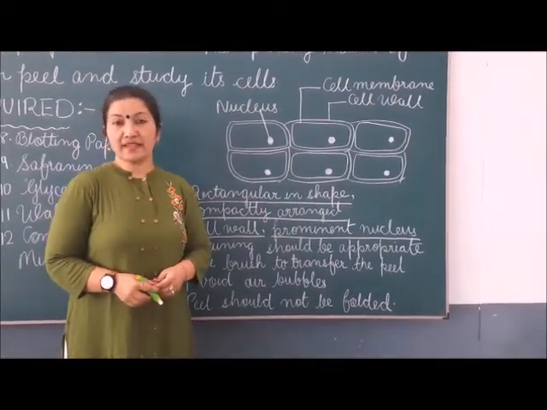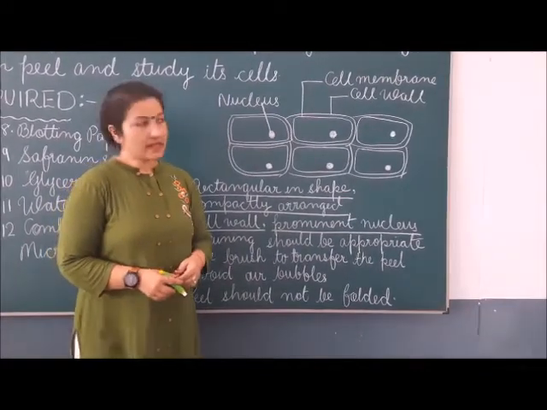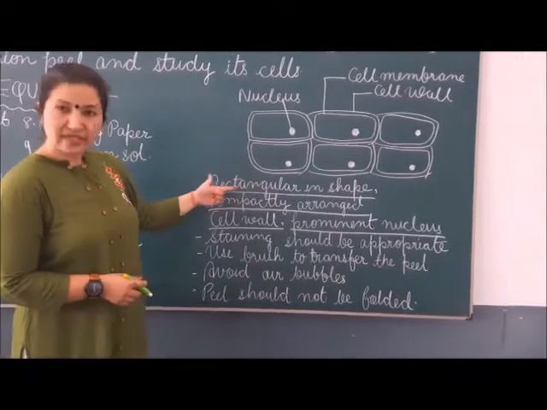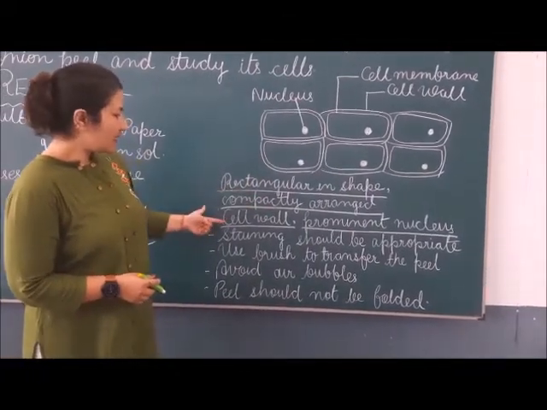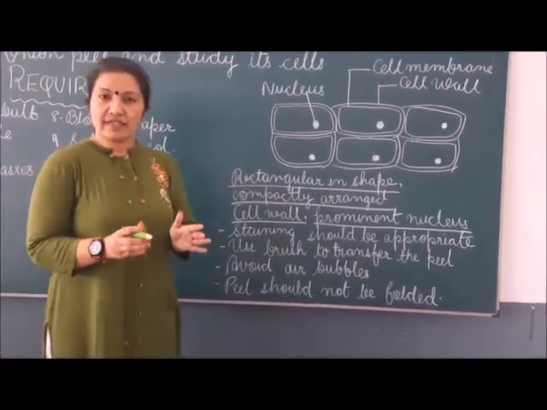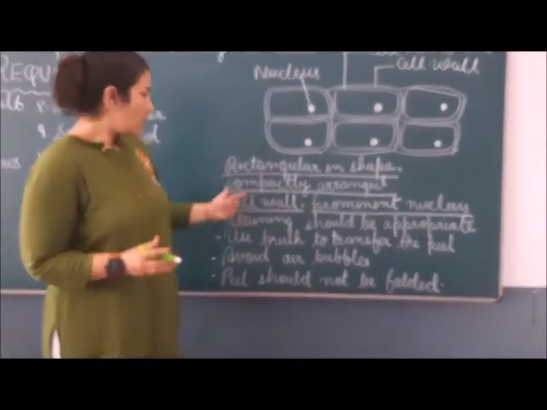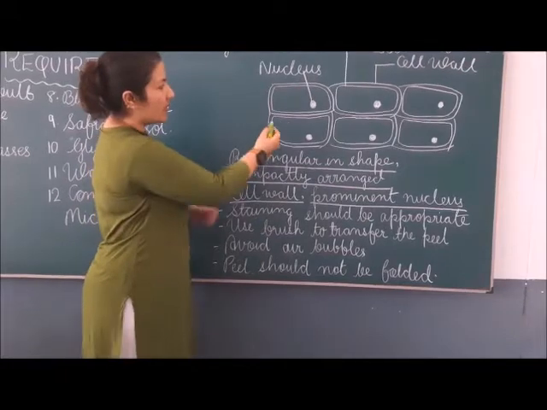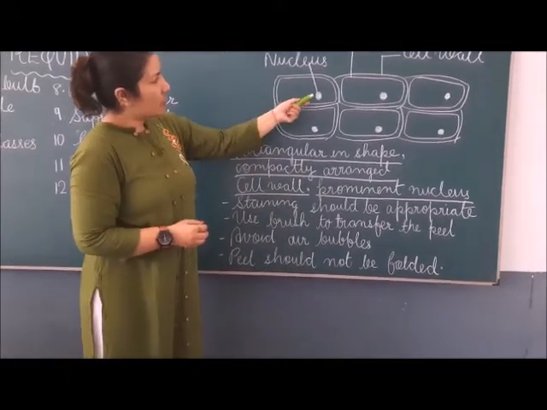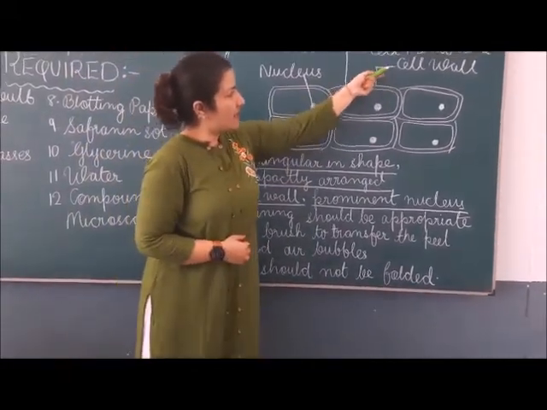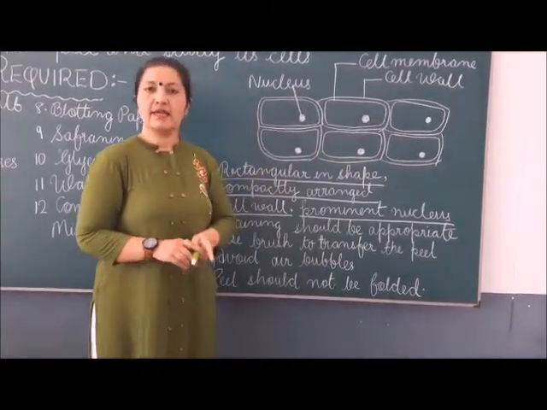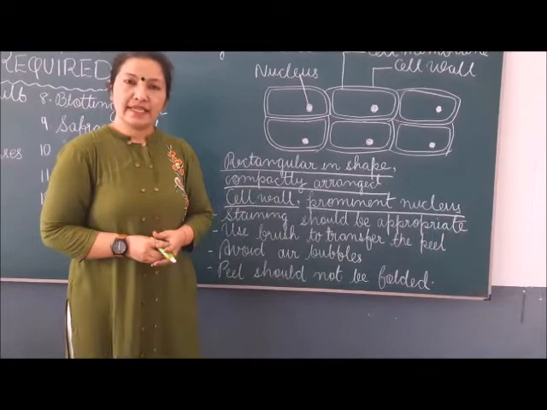So students, under the microscope, you would see the cells somewhat like this. Those cells would be rectangular in shape, compactly arranged, and in each and every cell, you could easily make out the cell wall and a prominent nucleus. You can see over here, this is a single cell, nucleus, cell membrane and cell wall. So exactly you can see the cells like this under the microscope in that onion peel.